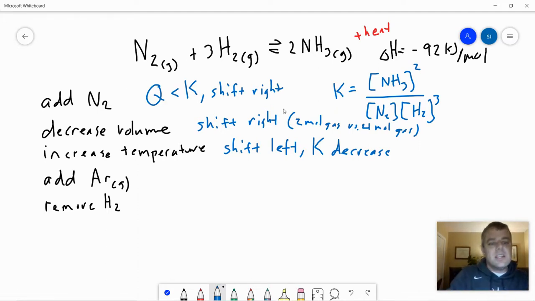If you add argon, which is a noble gas, that has no effect. It would increase the total pressure in your container by adding another gas, but it does not affect any of the partial pressures, so it doesn't do anything. And then if you remove hydrogen, you could say that's going to slow the rate of the forward reaction, or that's going to make Q greater than K, so it would shift to the left.